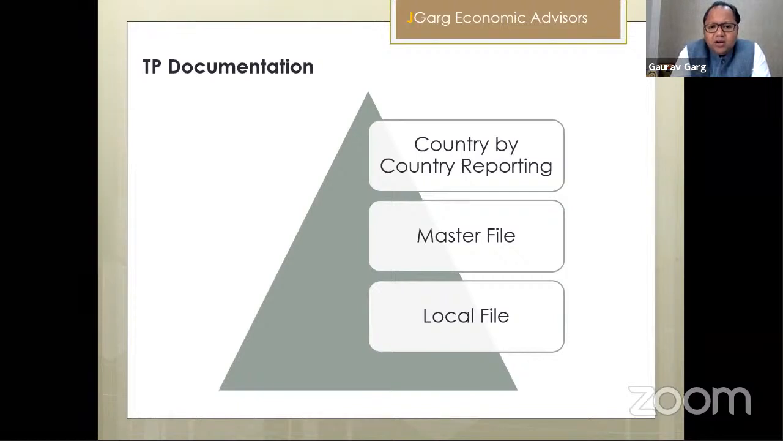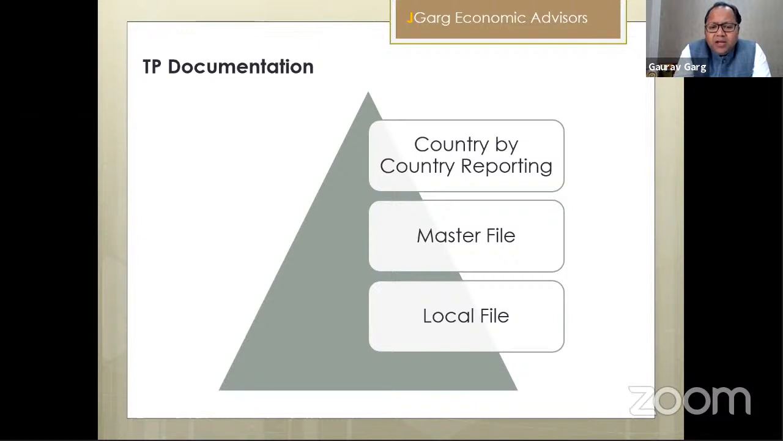One is the local file, second is the master file, and third is the country by country reporting. So generally local file, which we generally call TP study, is applicable in most of the companies. Then the master file, and then we have country by country reporting. These are the three documents which come under the transfer pricing regulations, which need to be prepared by the company or by the taxpayer, by the multinational group.